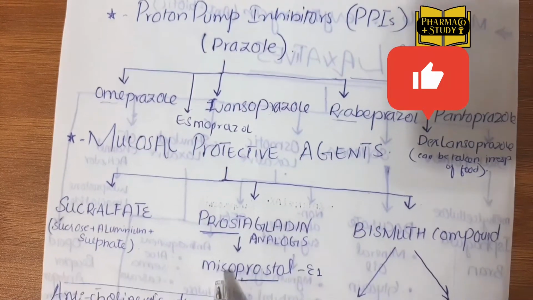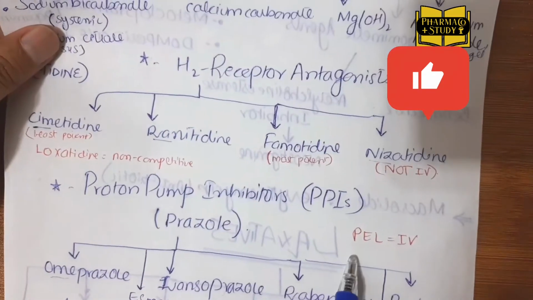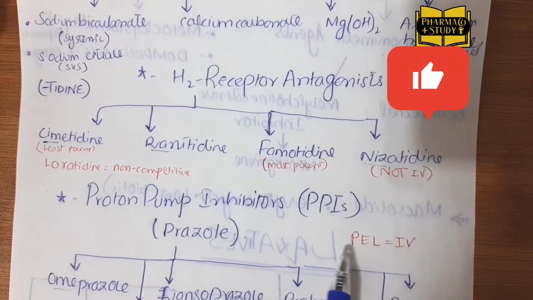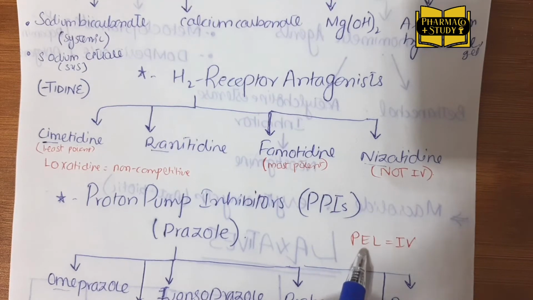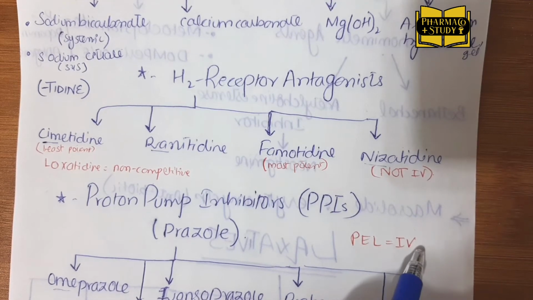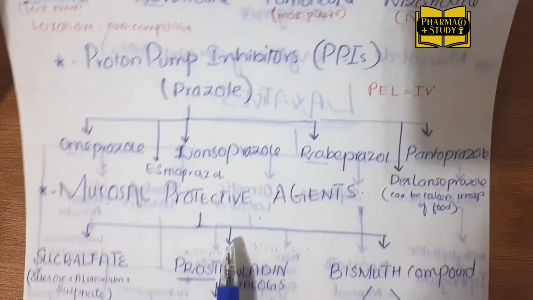Okay, so now comes the mucosal protective agents. Now the thing which needs to be remembered is which drugs in the PPI class are available as IV. So you need to remember this acronym PAL. PAL is available as IV. What is PAL? Pantoprazole, esomeprazole, and lansoprazole. They are available as IV formulation.